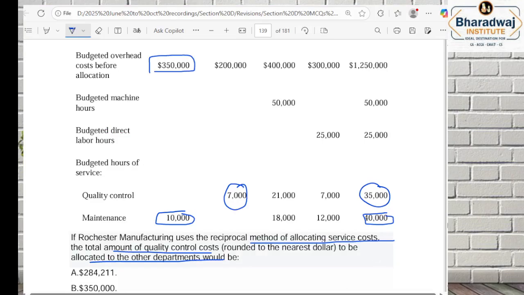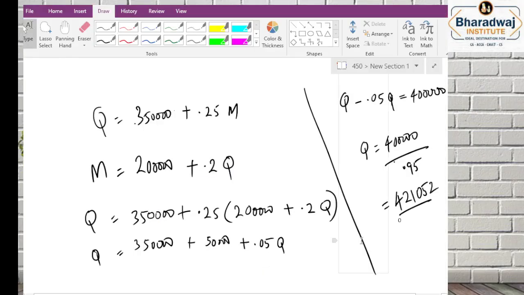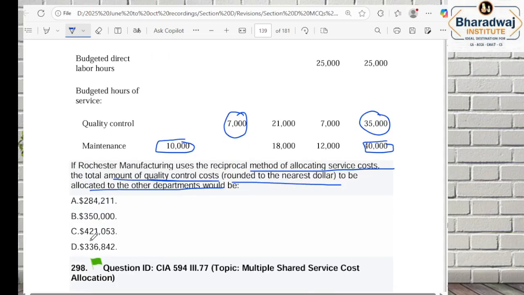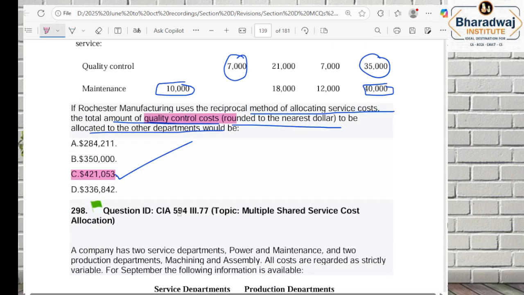They ask you the amount of quality control cost to be allocated to the other departments. 421,052. Not divided by. They ask you to find out the total quality control cost. Is this Q, sir? Oh okay, just this alone. We are asking to calculate only Q, not M. They ask you to find out the value of Q.